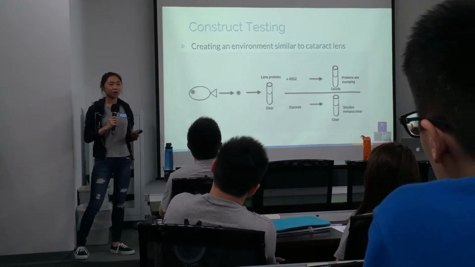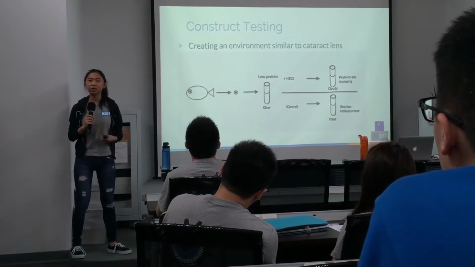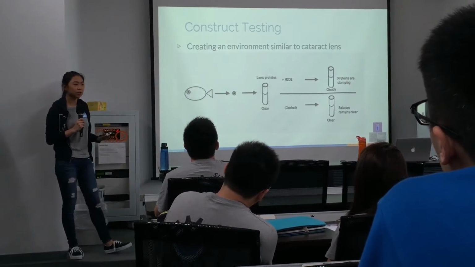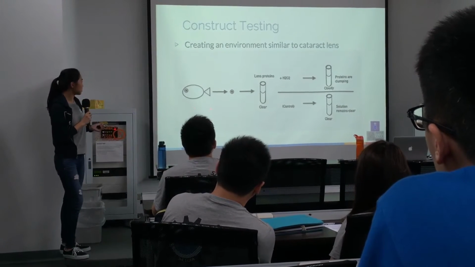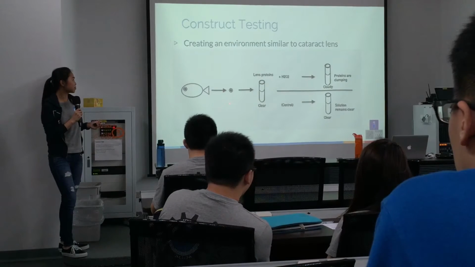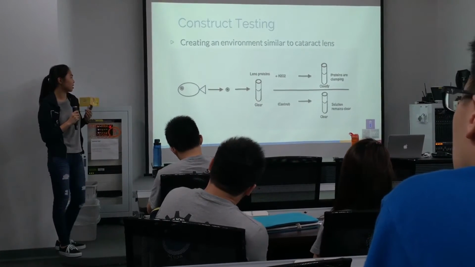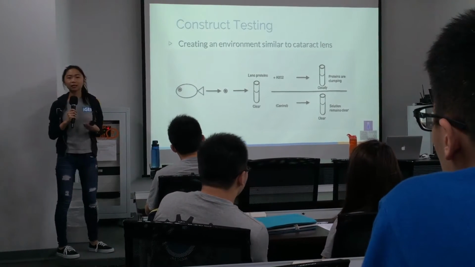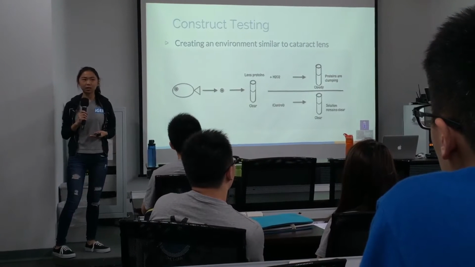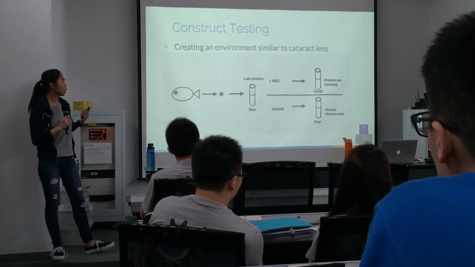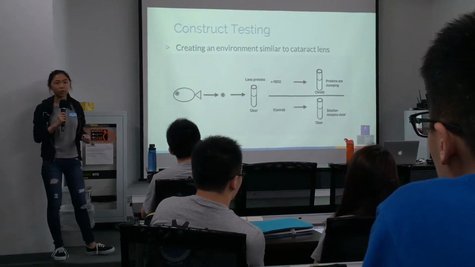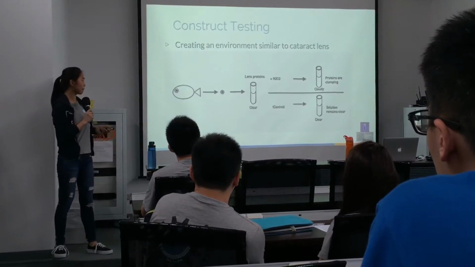In order to test our two constructs in prevention and treatment, we want to create an environment that is similar to cataract lenses. So what we first did was we dissected fish, isolated their lens protein, and dissolved them in a solution. We then added different concentration of hydrogen peroxide, which we expect to lead to protein clumping and creating a solution that is more cloudy than the one without hydrogen peroxide.